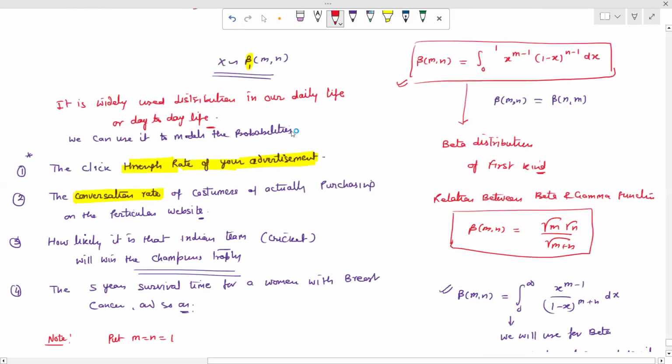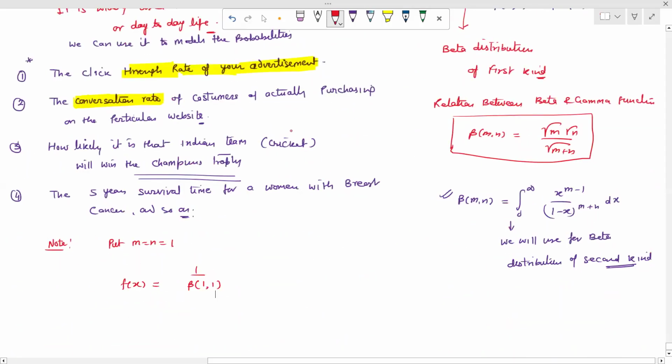x raised to the power m minus 1. So here we write down x raised to the power 1 minus 1 and (1 minus x) raised to the power n minus 1. So this gives us 1 upon beta(1,1). So what is the value of beta(1,1)? So the value of beta(1,1) is gamma 1 upon gamma 1 plus 1. So gamma 1 value is 1, 1 into 1 upon gamma 2. Gamma 2 value is also 1. So this gives us 1.